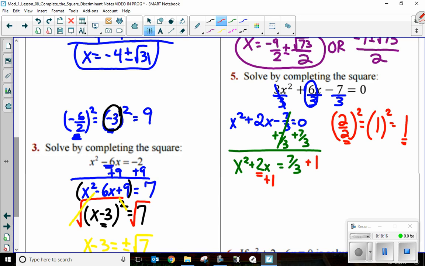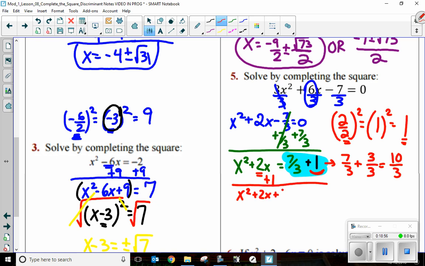And I should know at this point that if I'm going to combine 7/3 and 1, I want to make it so that they're both fractions with a 3 in the bottom. 7/3 plus. How do I represent 1 as a fraction with a 3 in the bottom? Well, 3 over 3 is 1, isn't it? Yes, it is, Mr. Visca. You're the smartest guy ever. I know, right? So I add 7/3 plus 3/3, and I get 10/3. It's not too bad. So x squared plus 2x plus 1 equals 10/3.